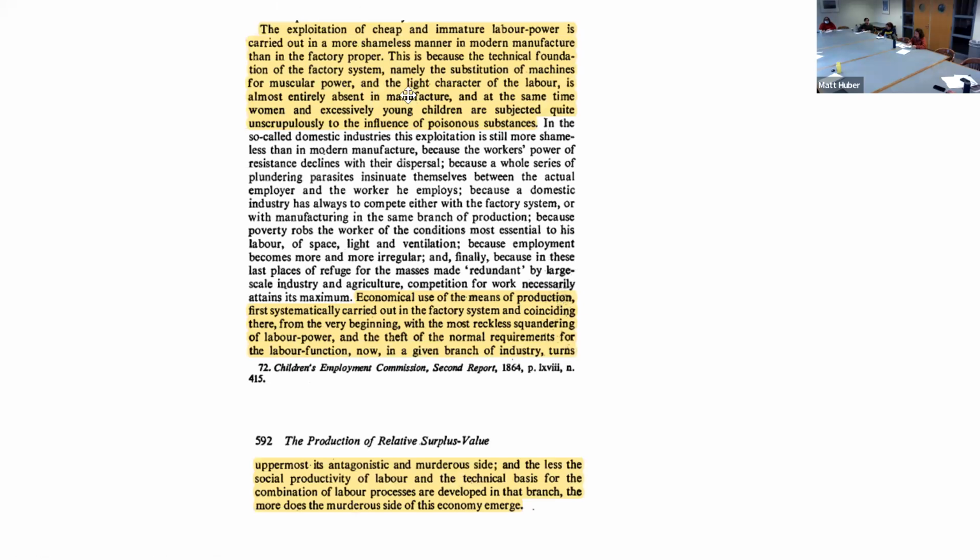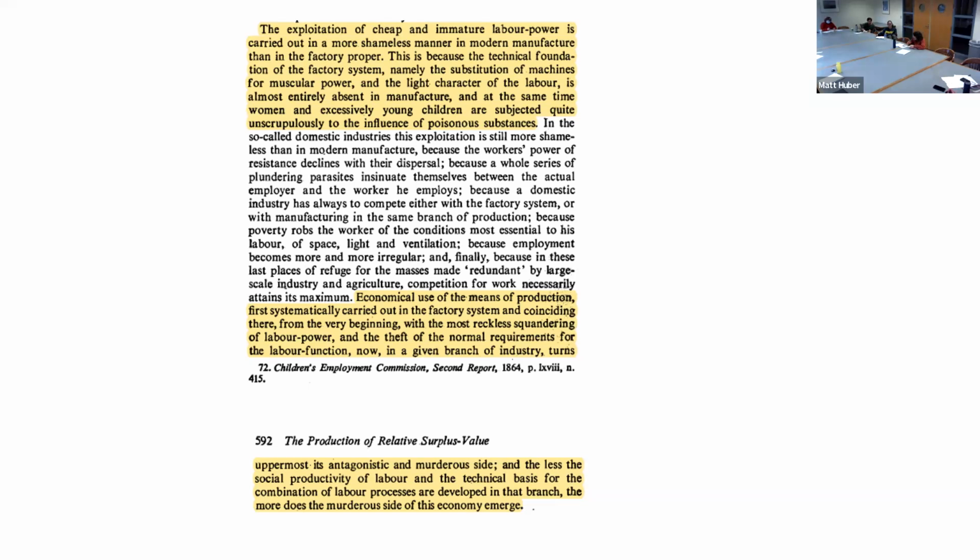Like the exploitation of cheap and immature labor power is carried out in a more shameless manner in modern manufacture than in the factory proper. This is because the technical foundation of the factory system, namely the substitution of machines for muscular power and the light character of the labor, is almost entirely absent in manufacture. So in manufacture, where they're trying now to compete with machines, the only option they have is to push their living workers harder and harder, right?